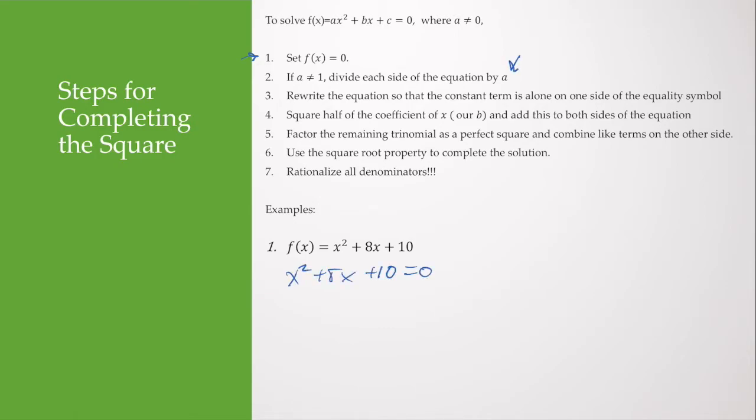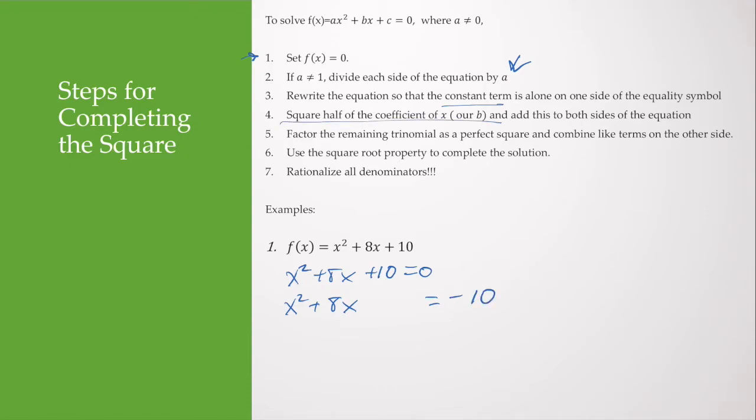Second, I make sure my leading coefficient a is 1. Otherwise, this isn't going to work. So I'd have to divide both sides by a in order to eliminate that a coefficient. Next, I am going to rewrite the equation so my constant term is alone on one side of the equality symbol, i.e. we're going to move that 10 to the other side.